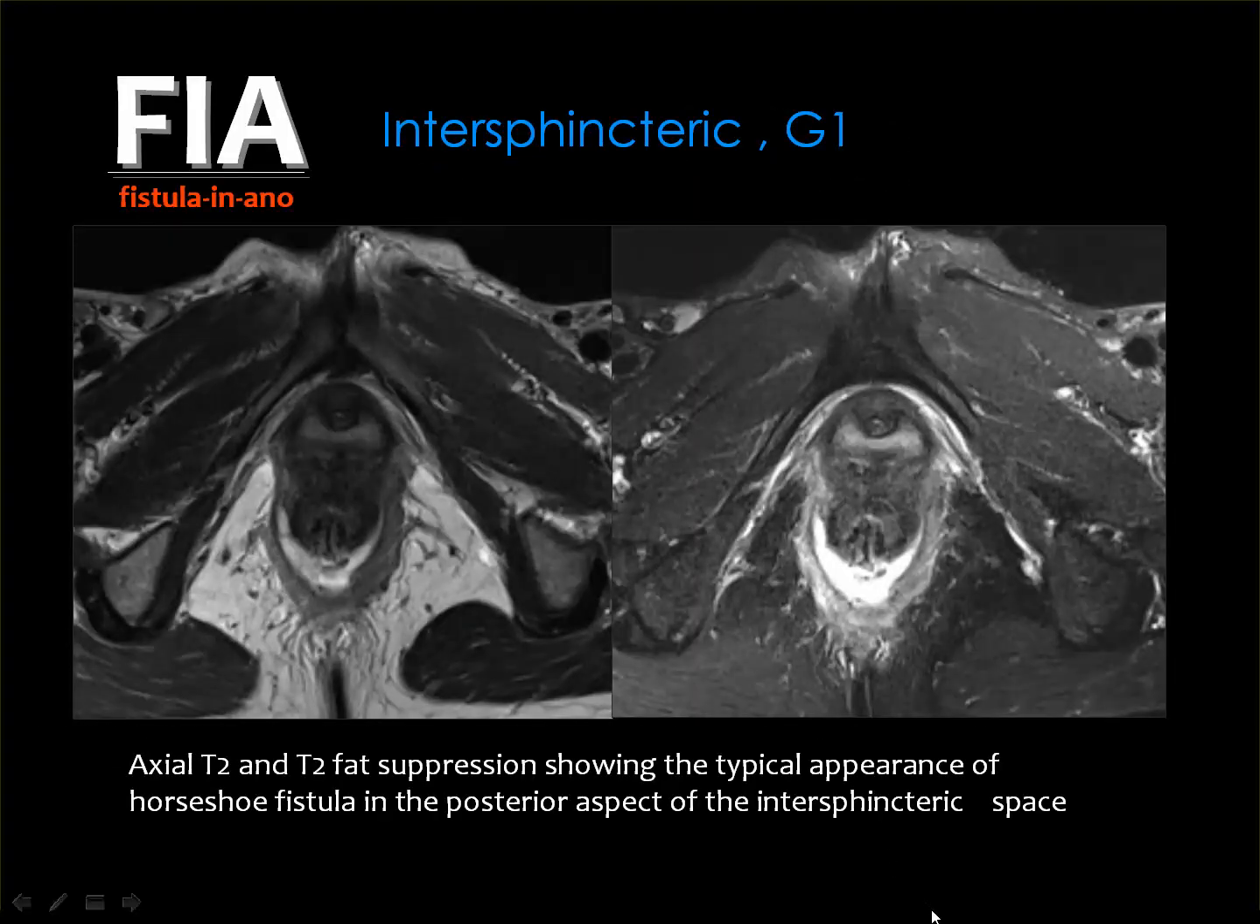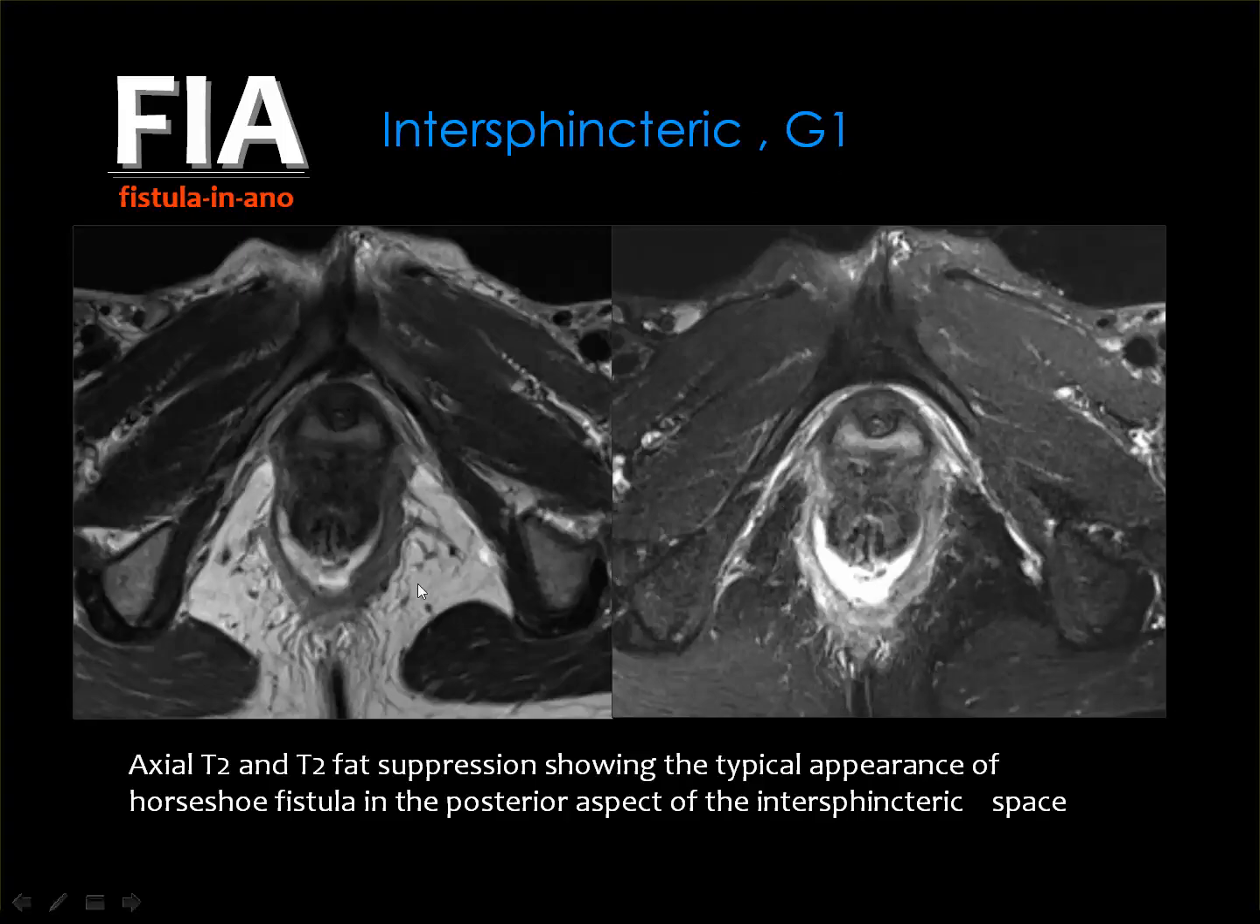And this is another example. And here you can see what's known as the horseshoe fistula, and this fistula is located between the internal sphincter and the external sphincter, so it is an intersphincteric fistula and is classified as grade 1.